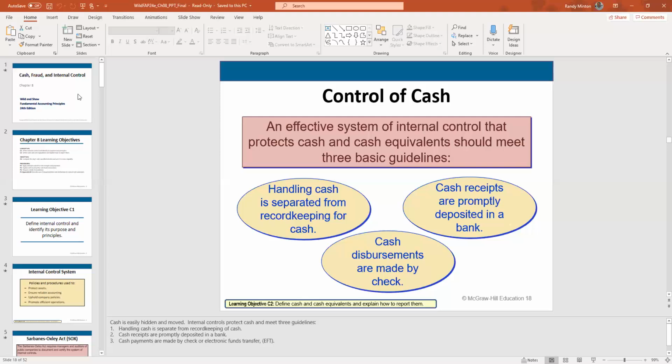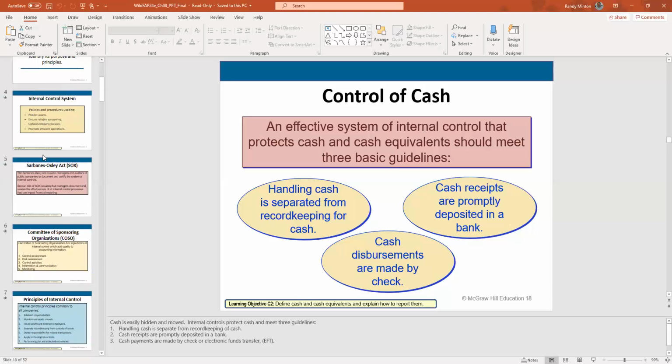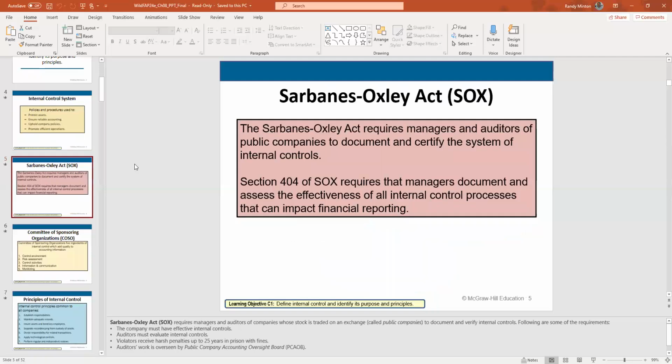And of course, I talked a little bit already about the cash disbursements. So I'm going to skip ahead here to Sarbanes-Oxley Act. And Sarbanes-Oxley requires managers and auditors of public companies to document and certify the system of internal controls. Now, this is something that we never had to do before.